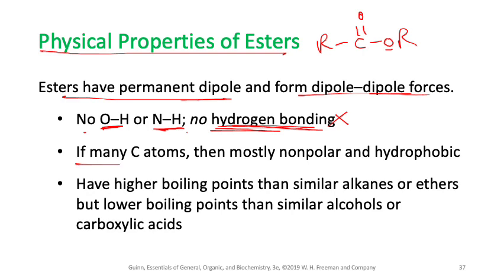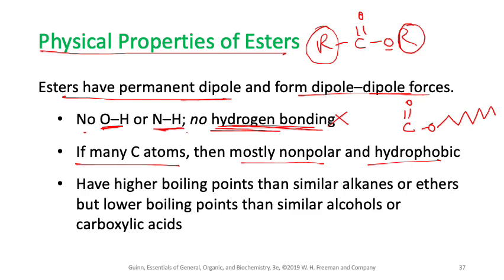If you have many carbon atoms, then it is mostly nonpolar and hydrophobic. If this R group is too big, for example, C double bond O, O, and this R can have multiple carbons, then the ester is nonpolar and hydrophobic, because the dipole-dipole force of interaction cannot help to solubilize the high number of carbons that are attached to this functional group, right?